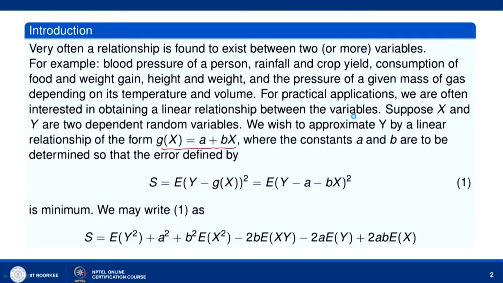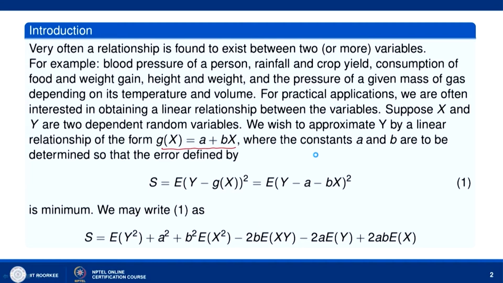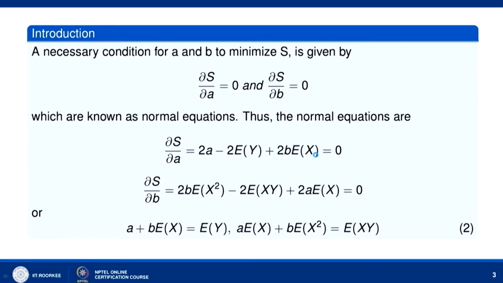Thus, the normal equations are, if you differentiate S with respect to a partially, then you get partial derivative of S with respect to a equal to 2a minus 2E[y] plus 2b E[x], and we put it equal to 0. Similarly, when we differentiate S partially with respect to b, we get 2b E[x square] minus 2E[xy] plus 2a E[x] equal to 0.